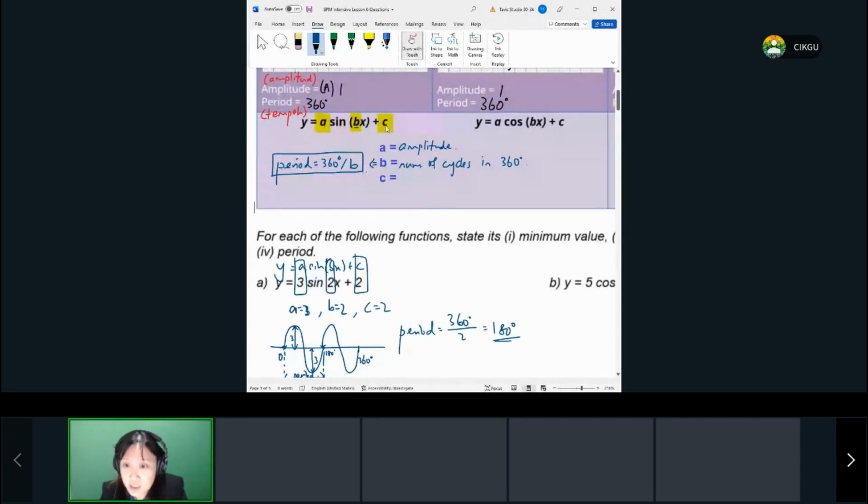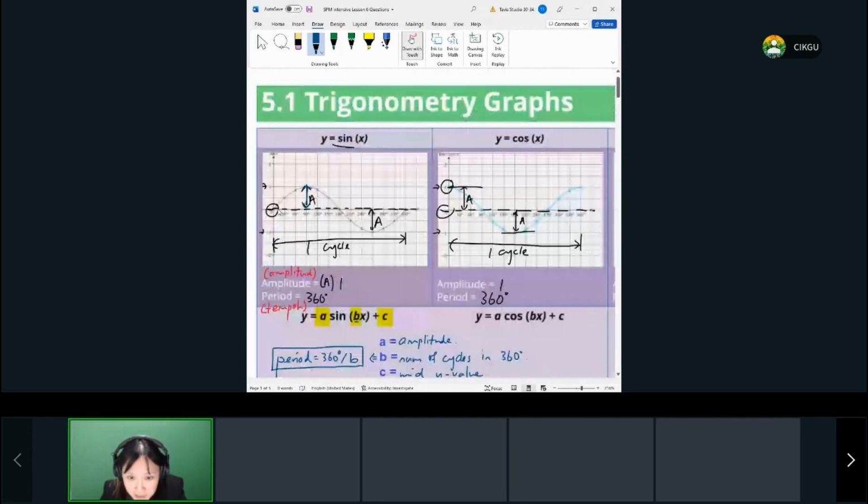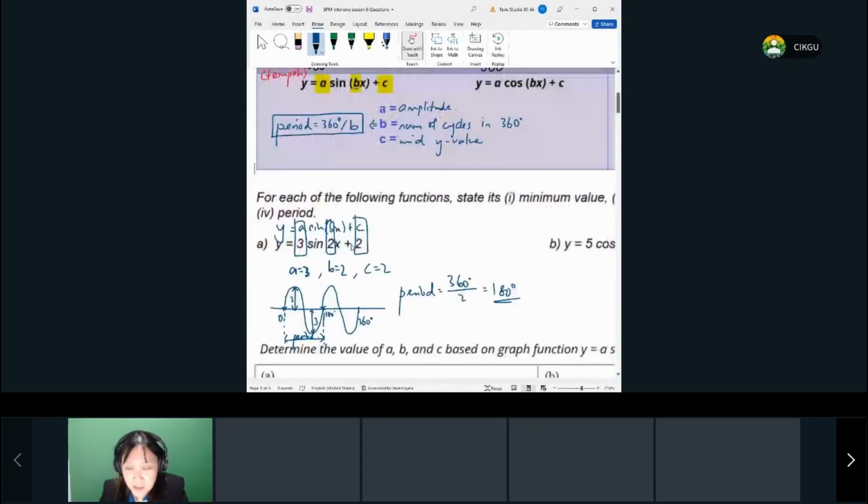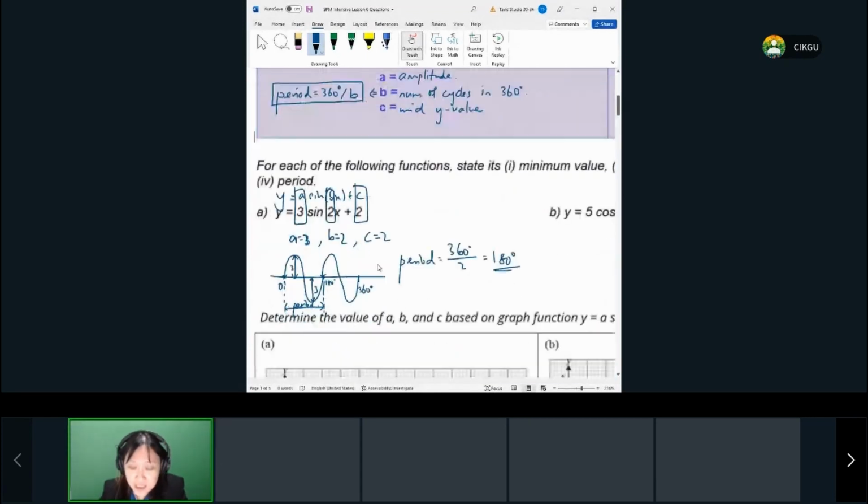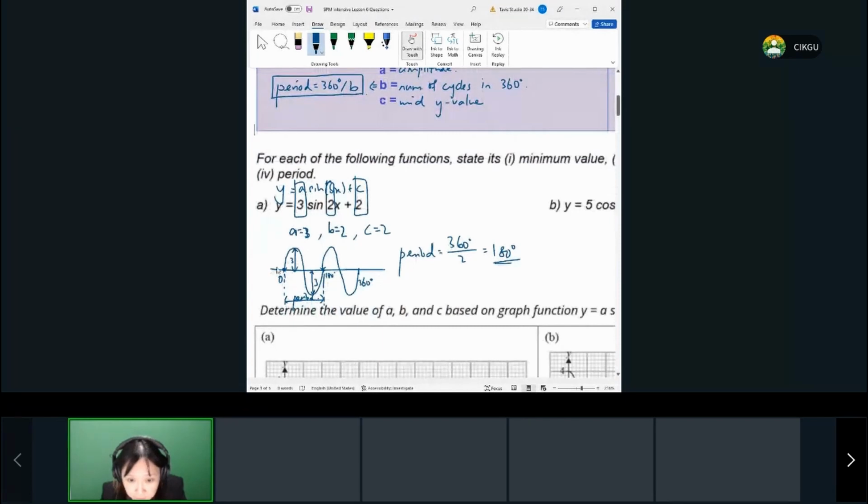C, very easy. That just tells you where the middle Y value is. That means this line here, where is it? That's the value of C. So for example, for this case, the value of C is 2, right? That means this middle value here, if I draw on the Y-axis, it will cross at 2. That's just what it means.